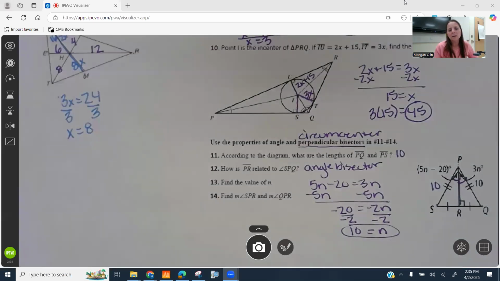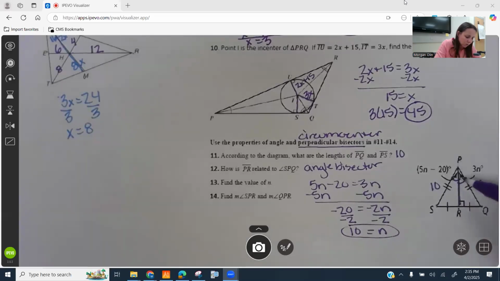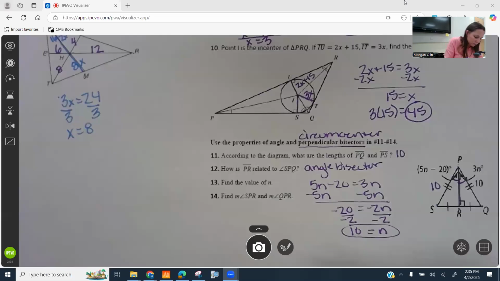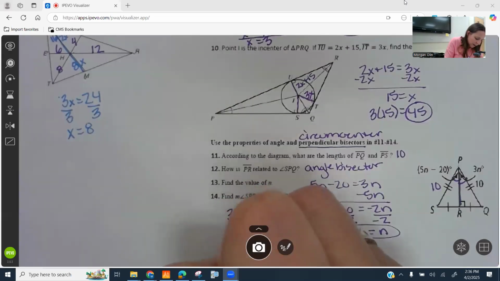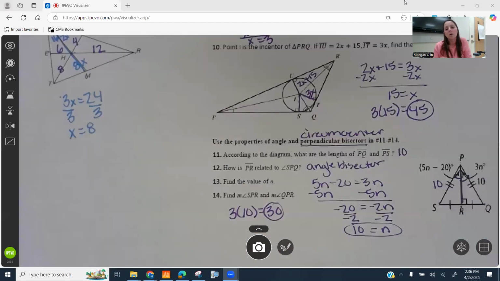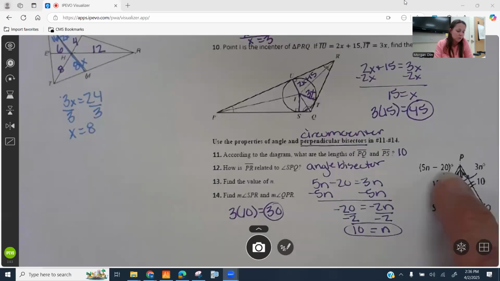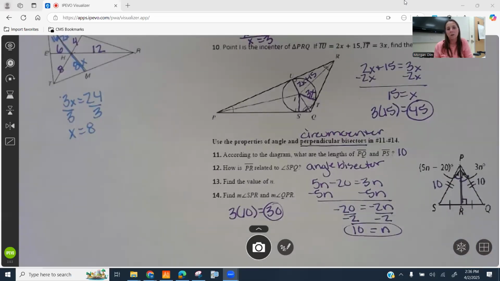All right, and lastly, let's find angle SPR and QPR. Well, these are congruent. So all I need to do is plug in the value I just found, and I get both of those angles are going to be 30. If you want to double check it, you can plug in 10 here. 50 minus 20 is also 30 as well.